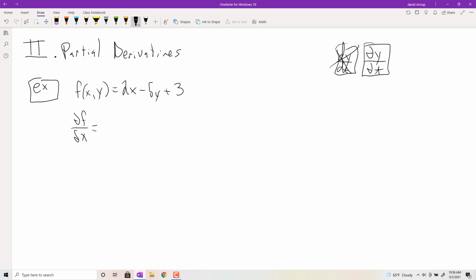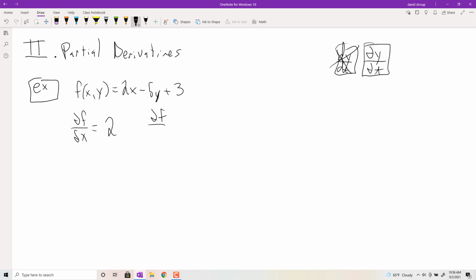So when you see the x, it's business as usual. You're doing all your Calc 1 derivative rules. When you see the y, you just pretend that that thing is a constant. Okay. So in this case, the derivative of 2x is 2. The derivative of minus 5y is 0. Okay, and then the derivative of 3 is also 0.